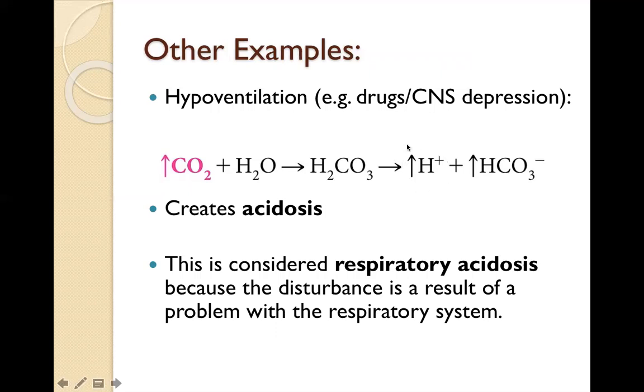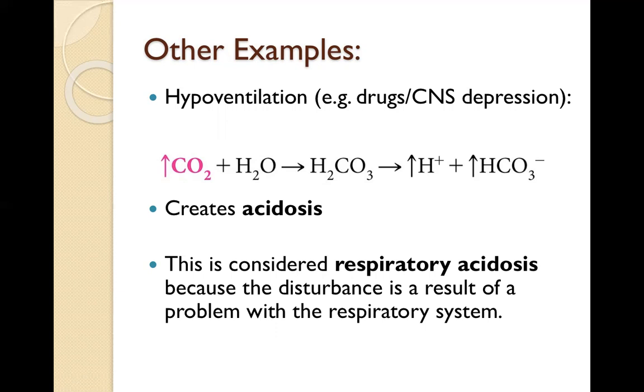Because these ions are now in solution and you have more hydrogen ions in solution, this is going to decrease the pH of the blood, and you're going to be in a state of acidosis or acidemia. This exact example is considered a respiratory acidosis, and it's specifically because the disturbance was created because of a problem with the lungs. So they call this a respiratory acidosis.